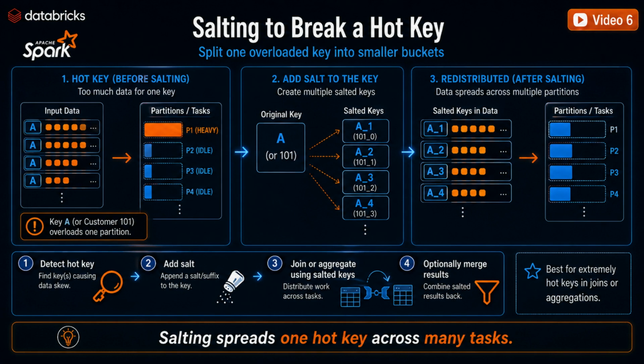For joins, you may need to salt one side and expand the other side carefully. Salting is best for extremely hot keys in joins or aggregations. Salting spreads one hot key across many tasks.